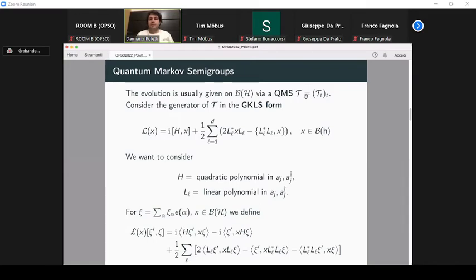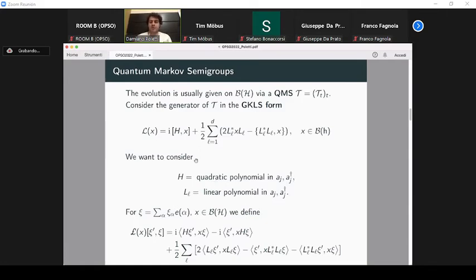But if we expand our view and consider general quantum Markov semigroups, not only norm continuous ones, then H and L can also be unbounded. And this is what we want to do. We want to choose H as an unbounded operator and the L as linear polynomials in a_j and a_j daggers. So can we even do this? Can we, with this choice of operators, introduce a quantum Markov semigroup? Well, this is the case.